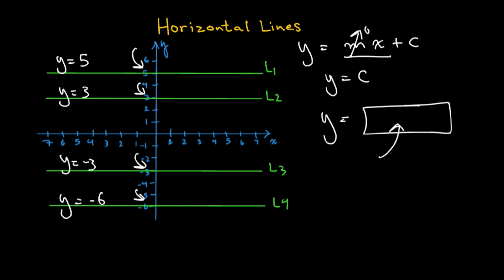Now, note that at any point on the line L1, the y value will remain the same. Only the x value will change. The y value here equals 5. That means at any point on the line, y equals 5. On the line L2, at any point, the y value equals 3. At any point on this line, the y value equals -3. At any point on the line L4, the y value remains as -6. Only the x value changes.